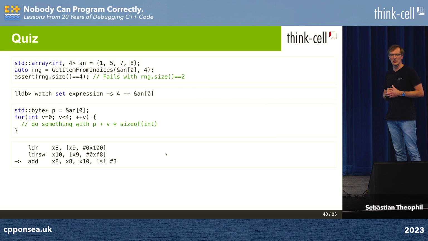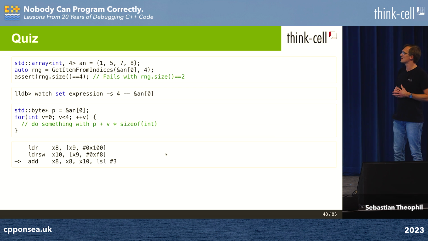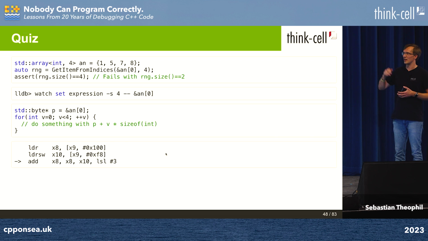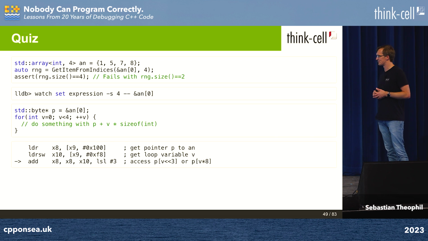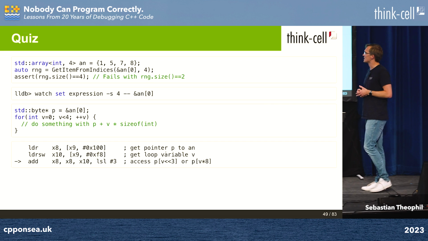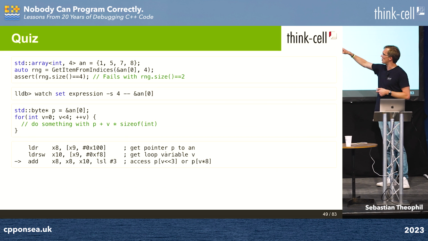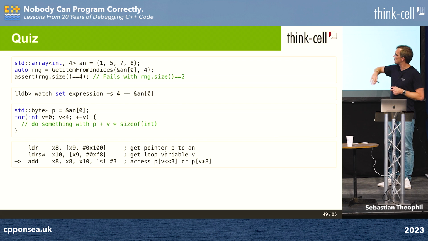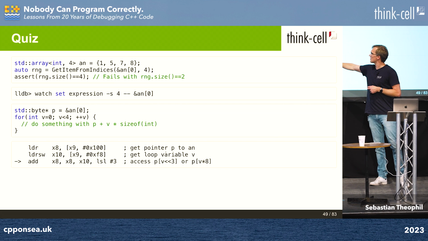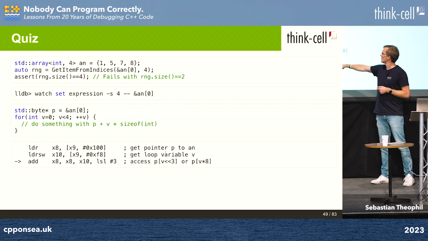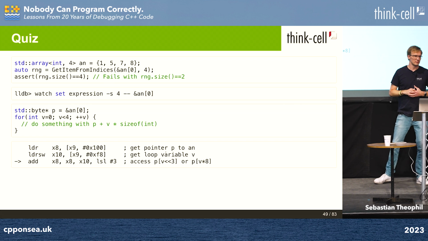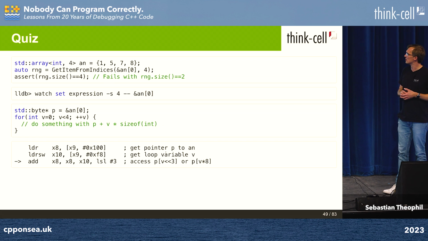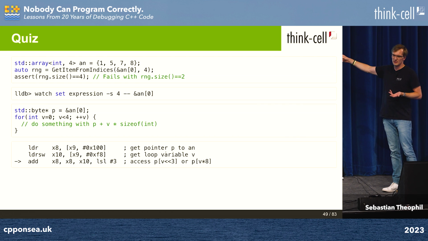So that is ARM disassembly. Who here is more familiar with Intel disassembly than ARM disassembly? Yeah, me too. So that's why I commented this for myself. The first line is getting the pointer p to our array, and the second line is getting that loop variable v, and the last line is then accessing p with v multiplied by 8. That is weird, right? Because our integer is clearly only 4 bytes long. So we've already found the bug.